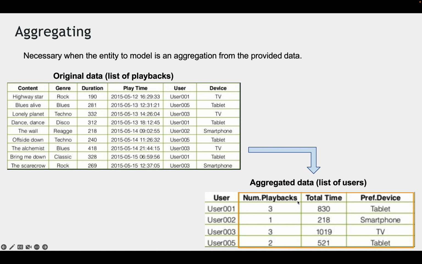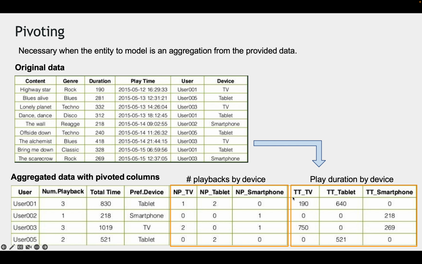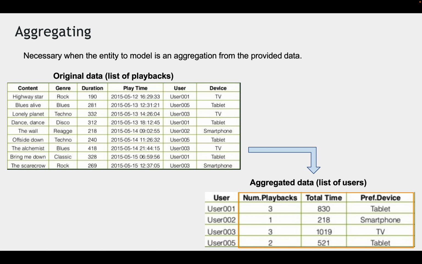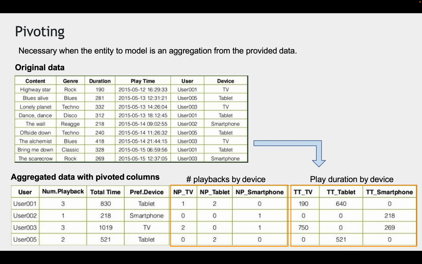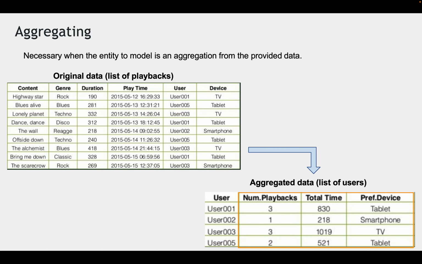Genre could have been important if they were trying to train a model to suggest genres, but इधर the model is that कौन सा user कितना time किधर spend कर रहा है और कितना playback और कौन से device पे. ठीक है. With that in place we will move on to pivoting. Necessary when the entity to model is an aggregation from provided data. तो ये क्या था, entity to the model is an aggregation from the provided data, aggregating, pivoting.